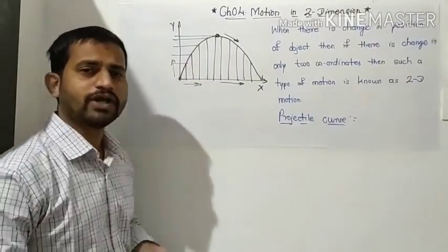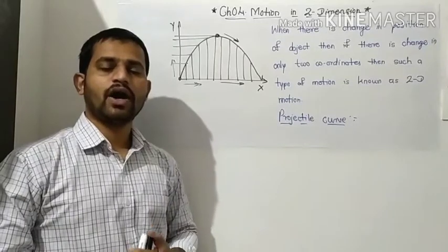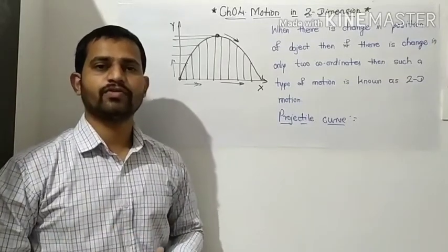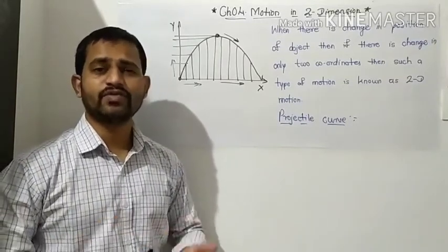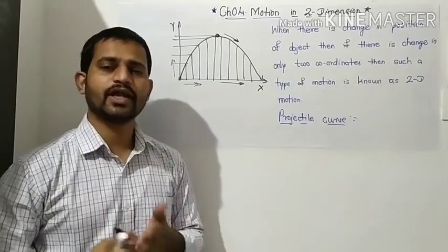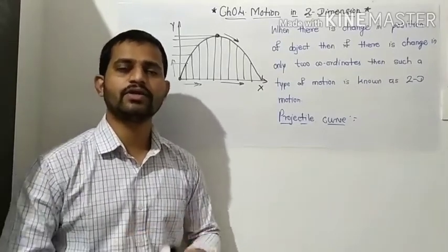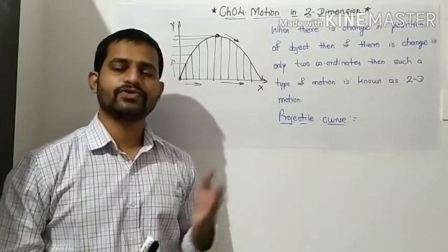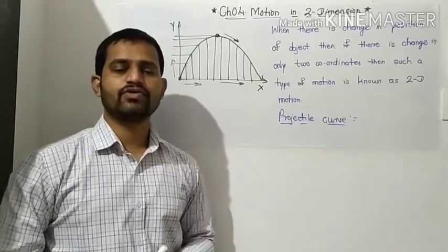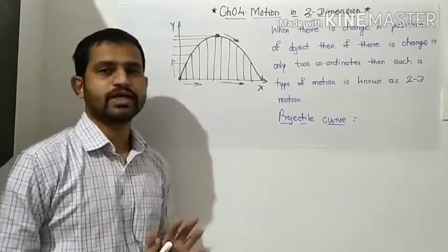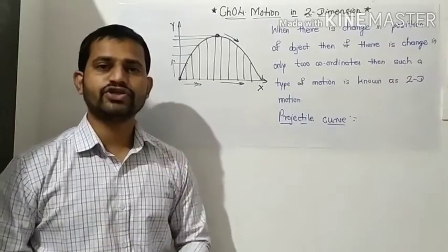We have to go for its equations also: how the projectile motion of a body is given, which are the equations, how much is the time period. All those things we have to study in our further lectures. So in two dimensions, such type of motion is known as projectile motion also.